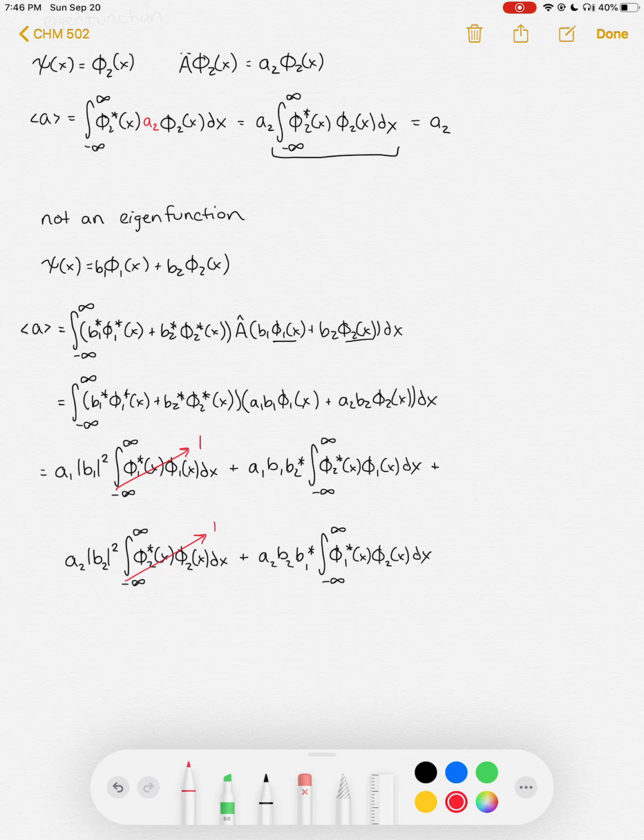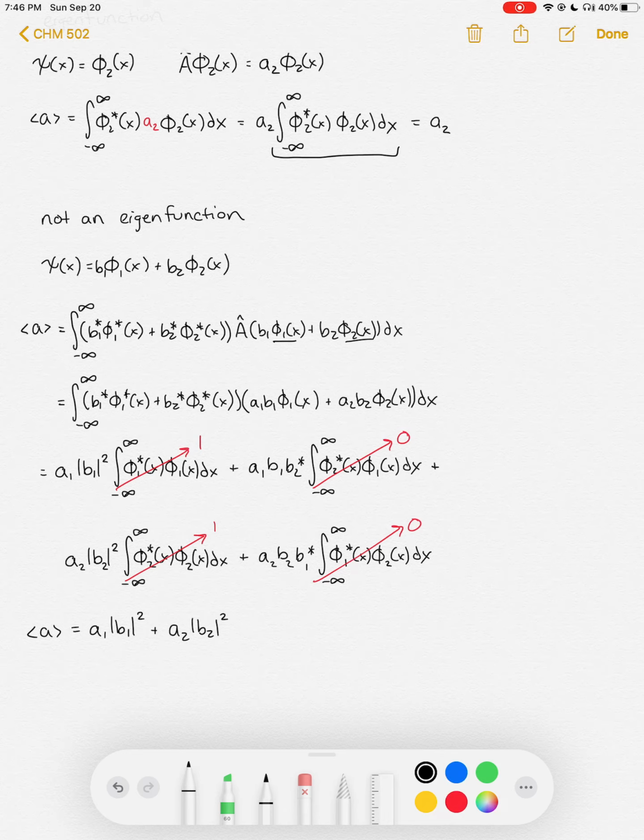And the fact that they're orthogonal means that when you integrate the complex conjugate of one eigenfunction times another from the same set, that's equal to 0. So both of these integrals over here are equal to 0. So that means our average value for a is simply a1 times the magnitude of b1 squared, plus a2 times the magnitude of b2 squared.